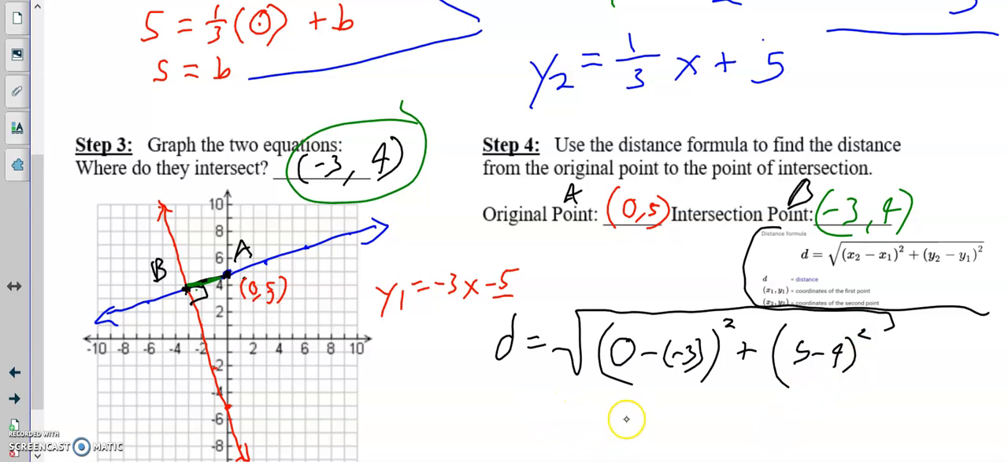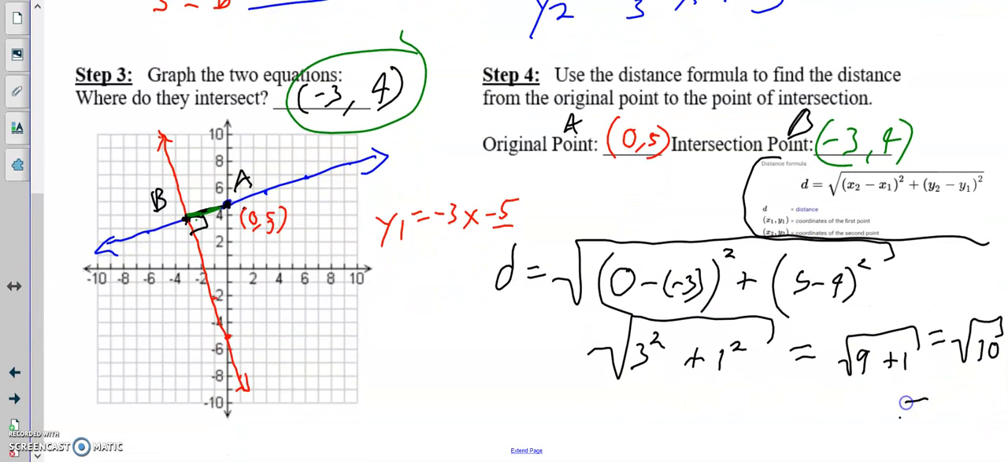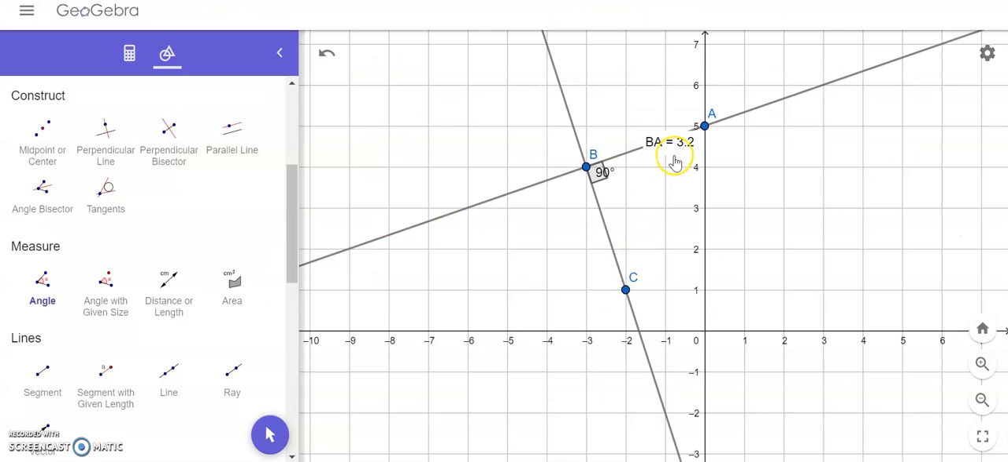Simplify inside my parentheses first. 0 plus 3 is 3 squared. 5 minus 4 is 1. 1 squared. Square root of these still. Next, square both terms. 3 squared is 9. 1 squared is 1. Square root of 9 plus 1 equals the square root of 10. That's my exact answer. If I rounded it and got a decimal, I'd get approximately 3.2 to the nearest tenths place. Notice, I found that same answer and I was able to verify it using GeoGebra here to get 3.2.